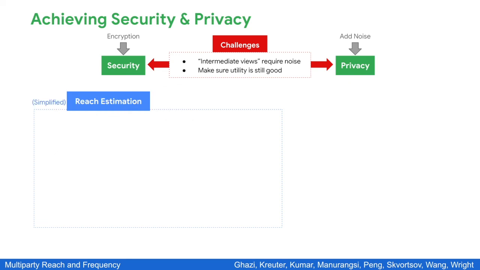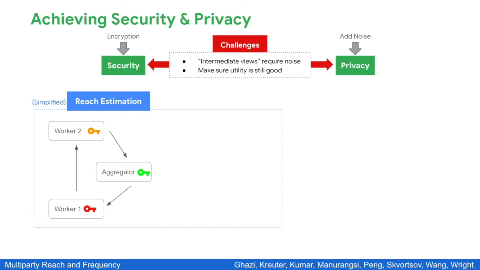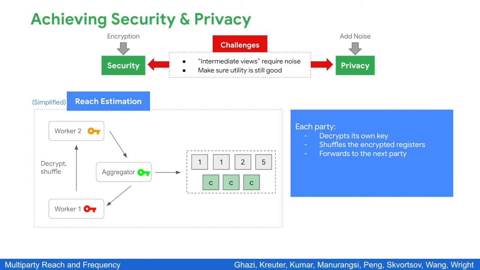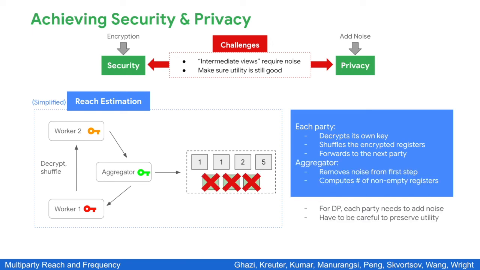So in the reach estimation phase, the workers and aggregator communicate in a cycle, and each party decrypts its own key from the encrypted registers, and then shuffles all the registers and forwards them to the next party. Once this is done, we are left with a set of indices, and as stated earlier, the noise registers have a special register ID, so we can remove them from this set, which gives us the number of non-empty registers, which can then be used to estimate the reach. In the actual protocol, the workers and the aggregator have to add some noise as well to achieve DP, but we will not have time to go over those details today.